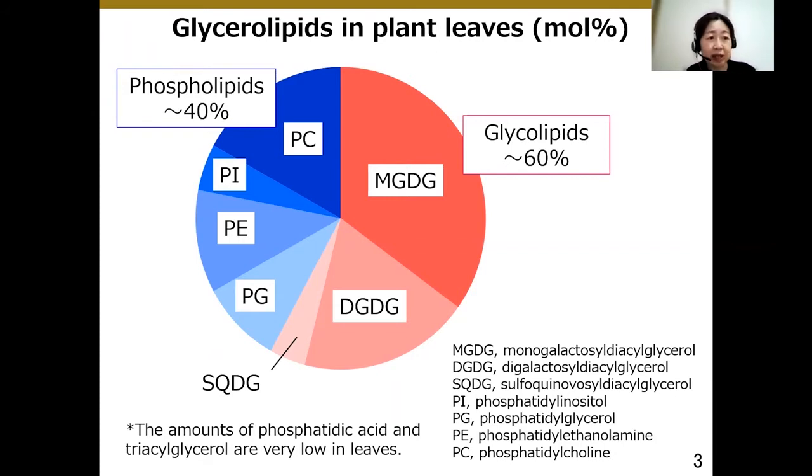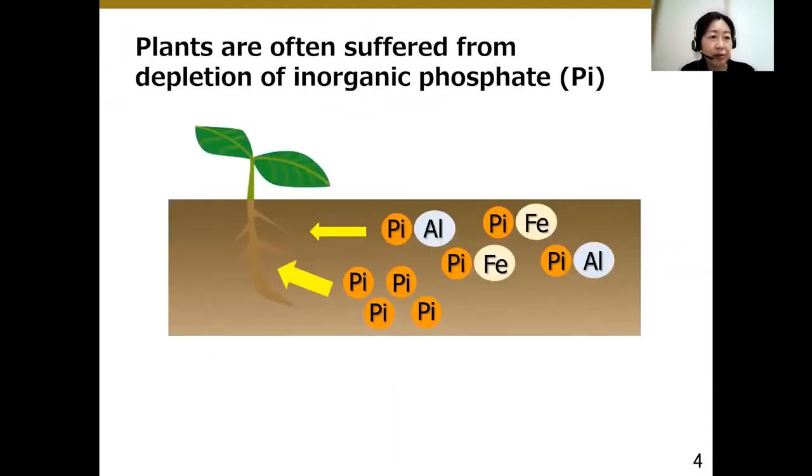However, plants are not always grown under normal growth conditions. One of the serious environmental stresses is nutrient starvation, such as phosphate or nitrogen starvation. Inorganic phosphate, designated as Pi here, is an essential nutrient for plant growth. However, inorganic phosphates easily form insoluble salts with metal ions in the soil, which is an unavailable form. This is one of the reasons why plants often suffer from phosphate starvation.